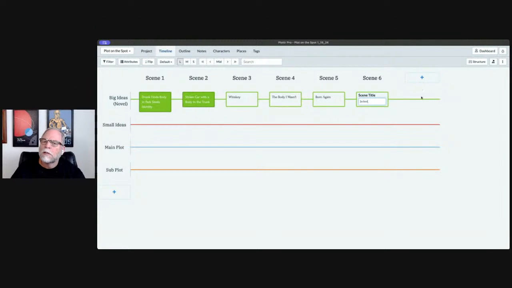Jacked. Okay. And let's vote by scene number again. Now somebody couldn't read the scene titles last time. So let's say scene 3 is Whiskey. Number 4 is The Body I Wasn't. Number 5 is Born Again. Number 6 is Jacked. Number 7 is Drunken Identity.